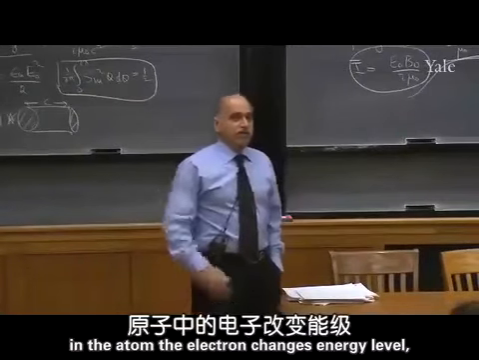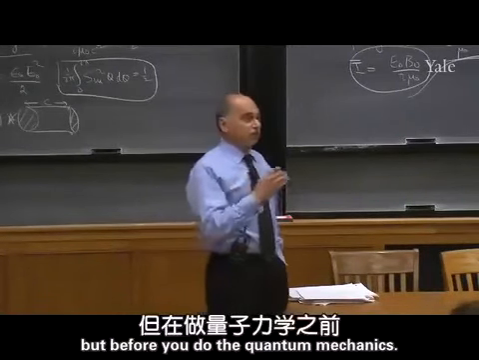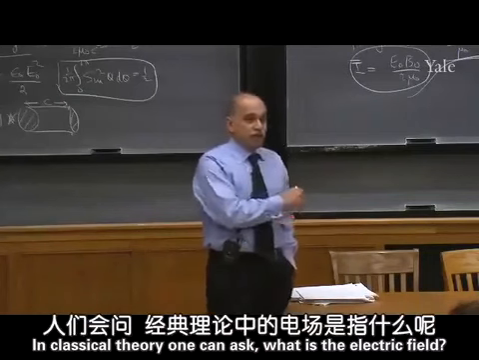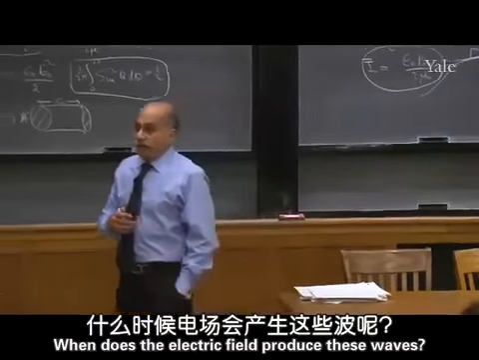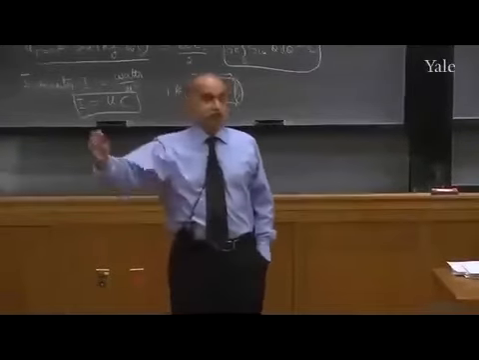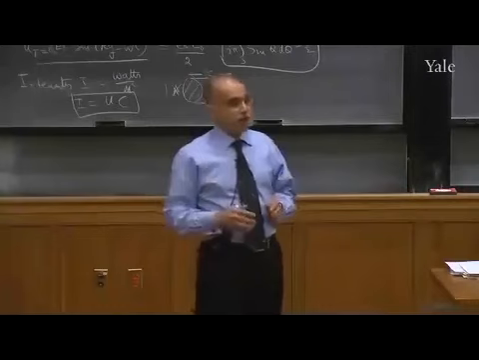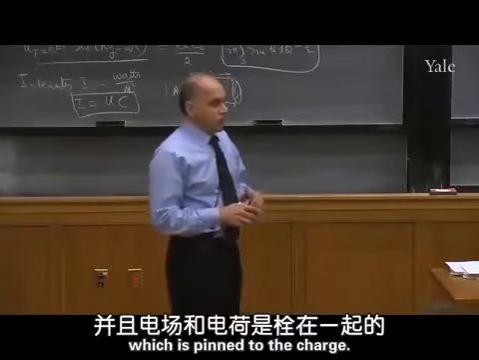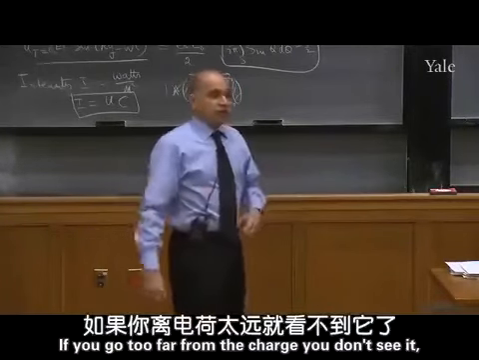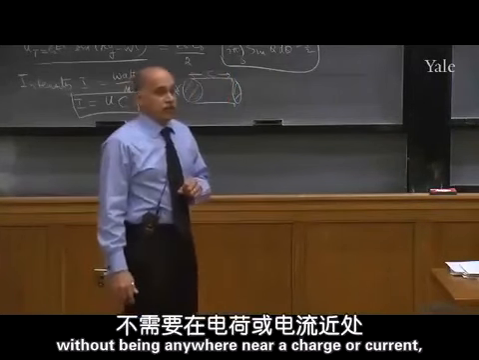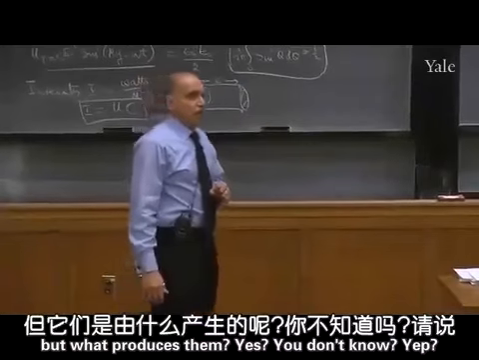Well, you can say in an atom the electron changes energy level, but before you do the quantum mechanics, in classical theory, one can ask, what is the electric field? When does the electric field produce these waves? You take a static charge, it has a 1 over r squared field, which is pinned to the charge. If you go too far from the charge, you don't see it. But these guys can go off into space without being anywhere near a charge or current. But what produces them?